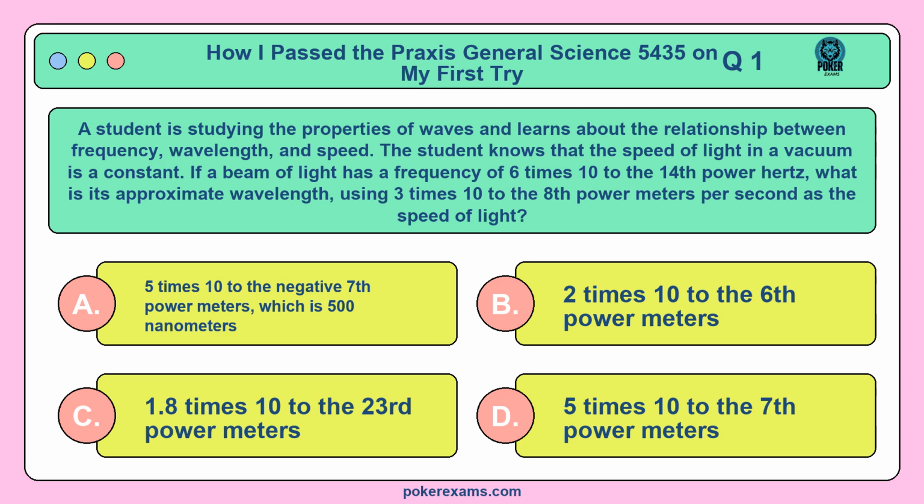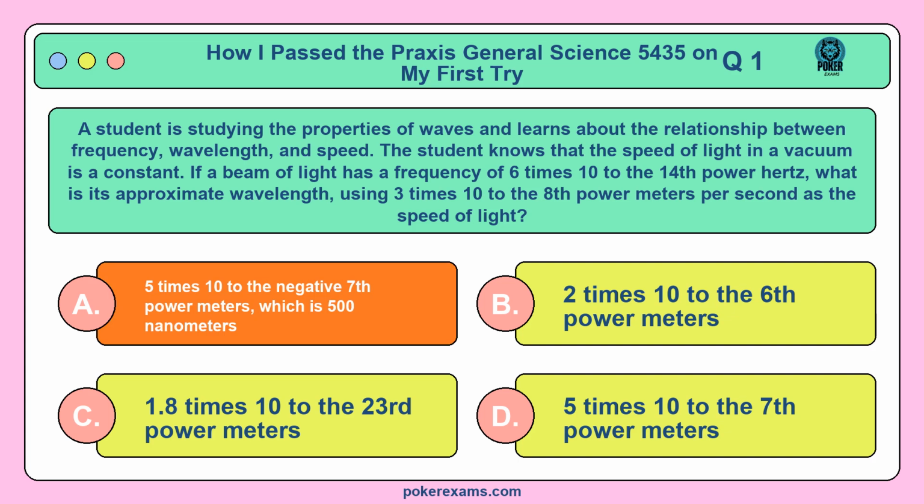Question 1. A student is studying the properties of waves and learns about the relationship between frequency, wavelength, and speed. The student knows that the speed of light in a vacuum is a constant. If a beam of light has a frequency of 6 times 10 to the 14th power hertz, what is its approximate wavelength, using 3 times 10 to the 8th power meters per second as the speed of light?